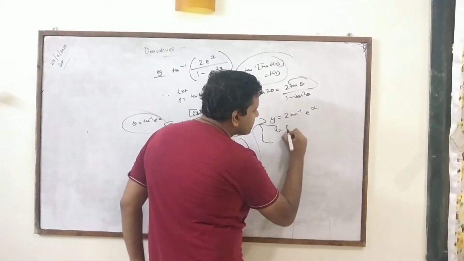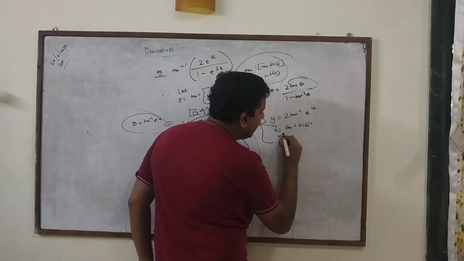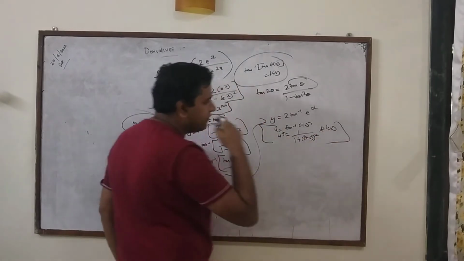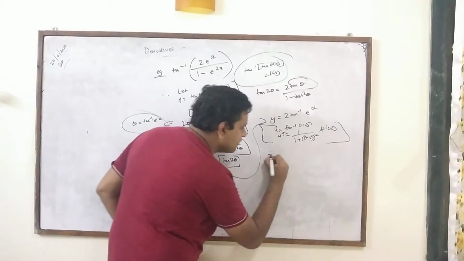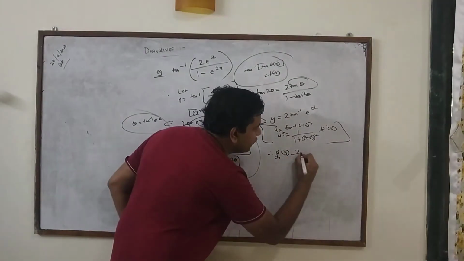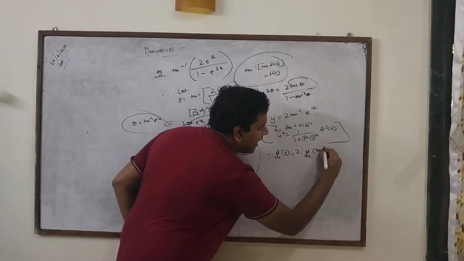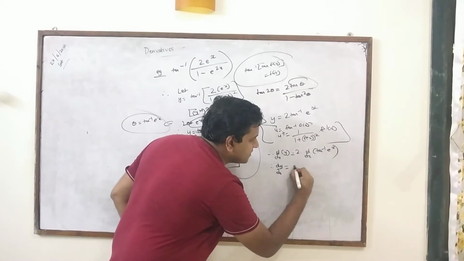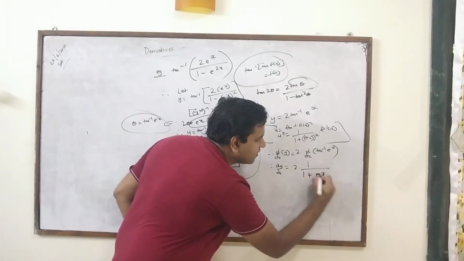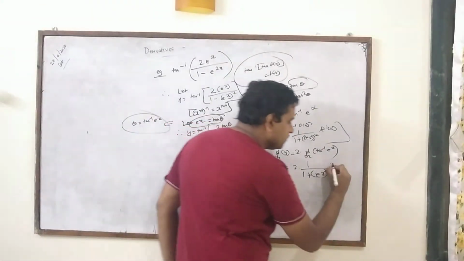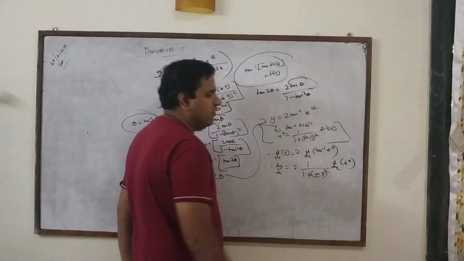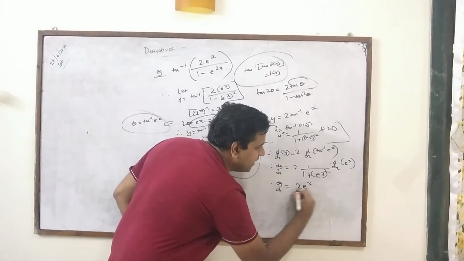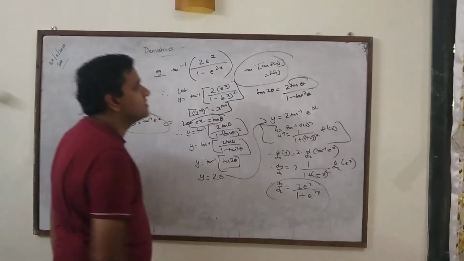If u is tan inverse of a function of x, u dash is equal to 1 upon 1 plus function of x square into derivative of the function of x. So d by dx of y is equal to 2 into d by dx of tan inverse e raised to x. Therefore, dy by dx is equal to 2 into 1 upon 1 plus the function of x square into derivative of e raised to x. Therefore, dy by dx becomes 2 e raised to x upon 1 plus e raised to 2x.